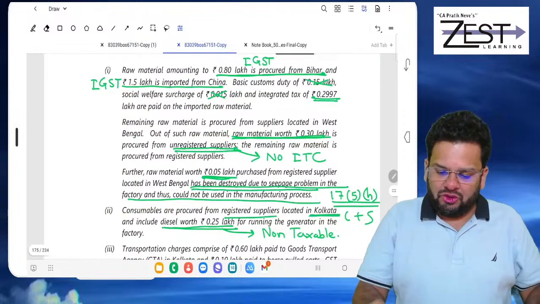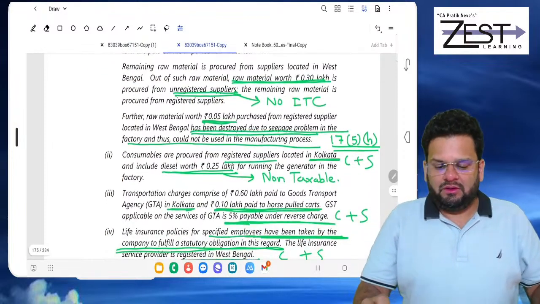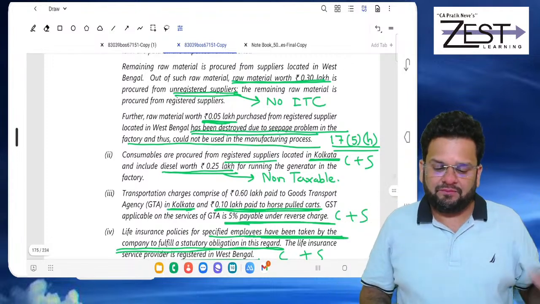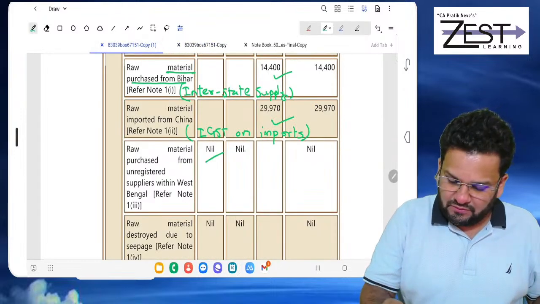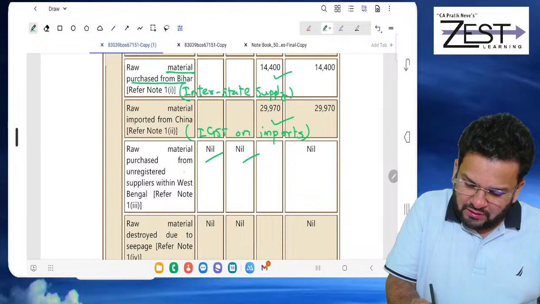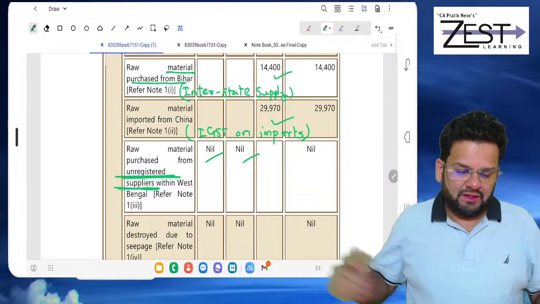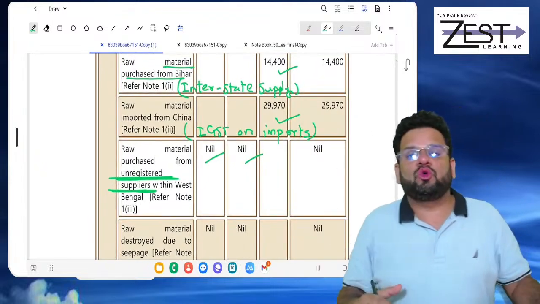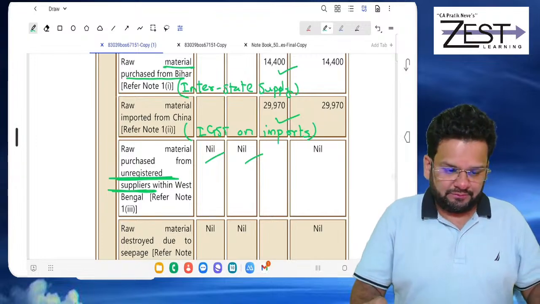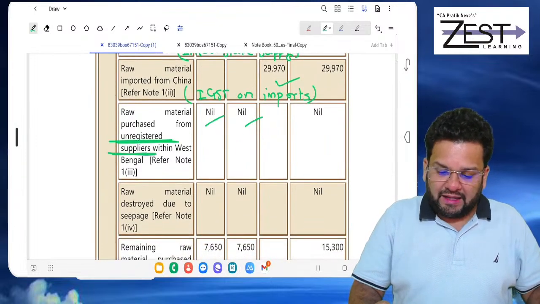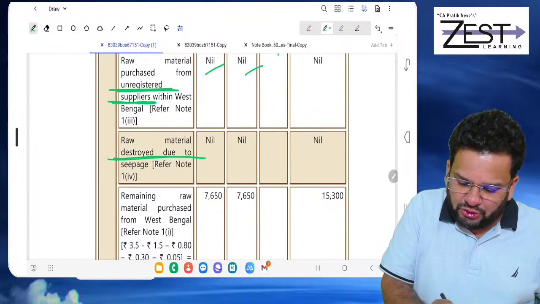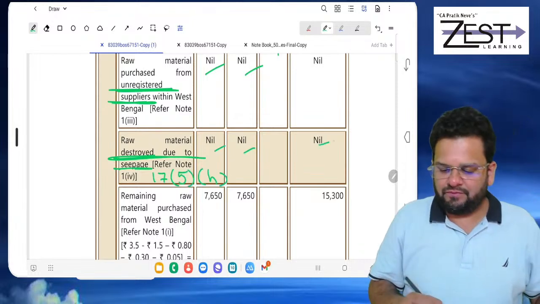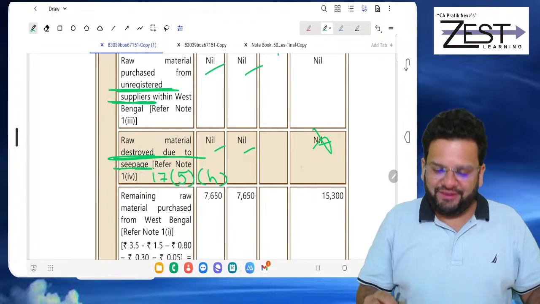Then whatever you have purchased from raw material, whatever you have purchased from unregistered suppliers in West Bengal, there is no question of any ITC. So nil, because it is from unregistered suppliers. They have not charged you any input tax. I mean, they have not charged you any output tax. So there is no question of you claiming any ITC on that. Clear? And then of course, raw material which is destroyed due to seepage, you know ITC is blocked as per 17.5H.